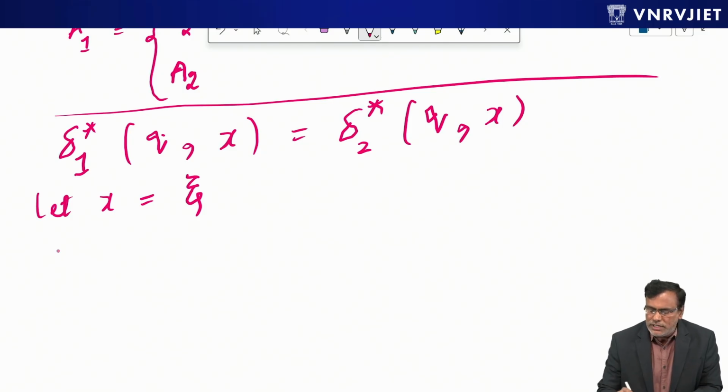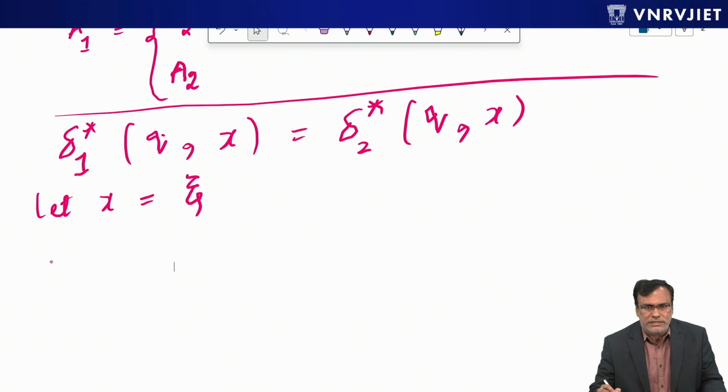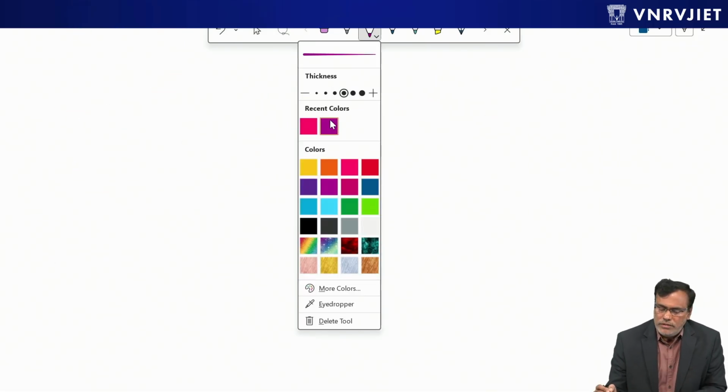I think you are clear till this stage. Better let me take a new slide. So that is a proof by mathematical induction, that is structural induction on hypothesis, we say. So that way we are going to prove.